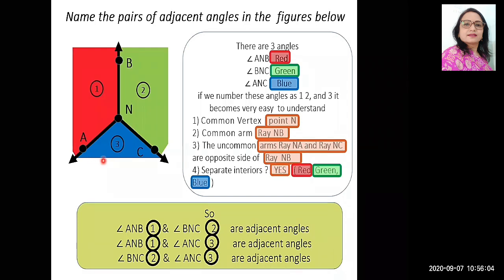Because we know the definition of adjacent angles. Two angles are called adjacent angles when they have a common vertex, common arm, and separate interiors. Okay.